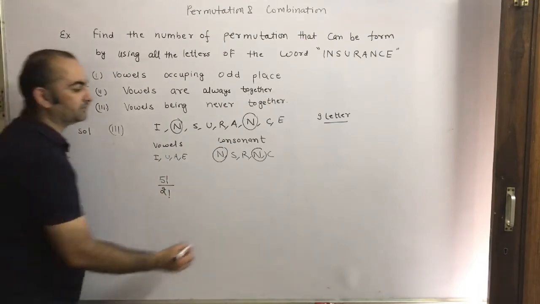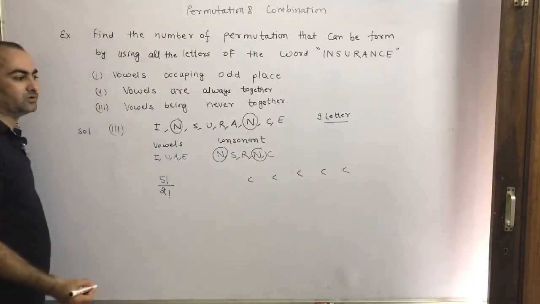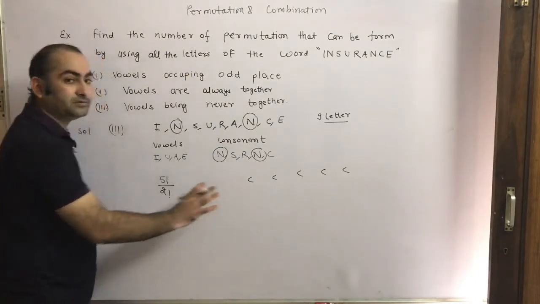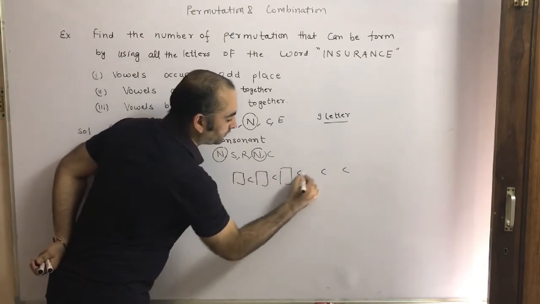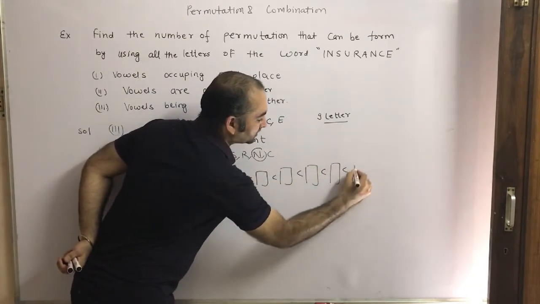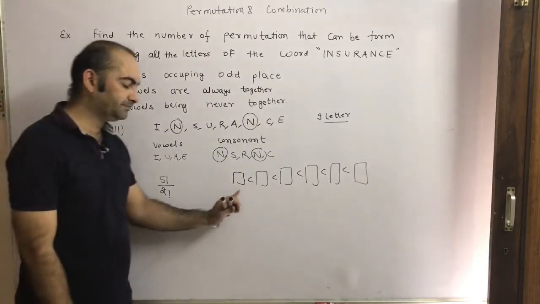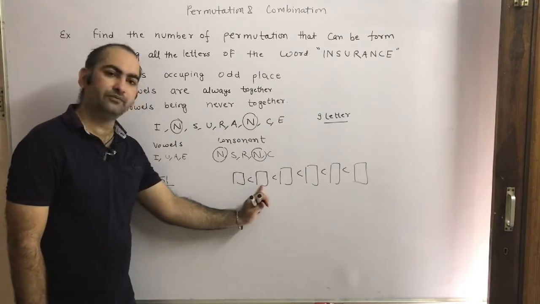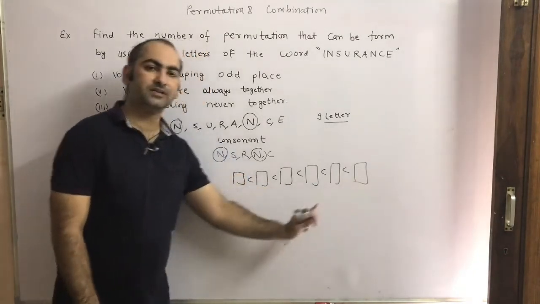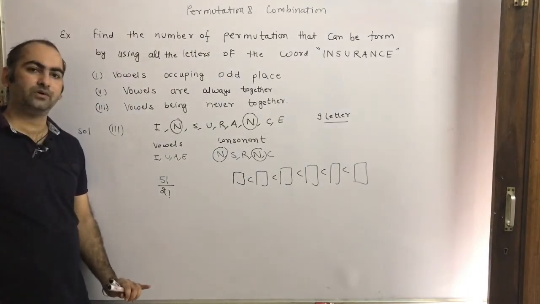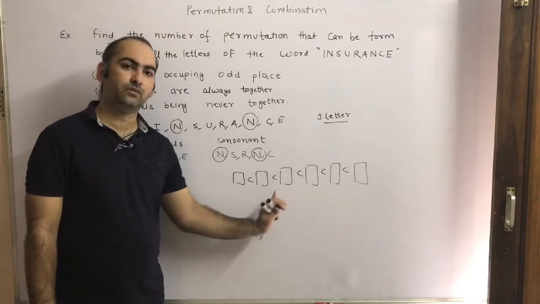If you see here, there is consonant, consonant, consonant, consonant, consonant. So we have 5 consonants. Between the 5 consonants we have 6 gaps: 1, 2, 3, 4, 5, 6. Between 2 gaps we can say 1 consonant is there. So we can say that all the 6 gaps are separated by consonants.